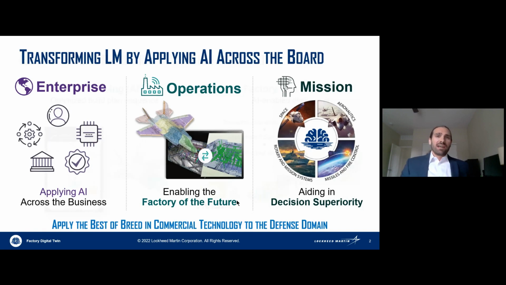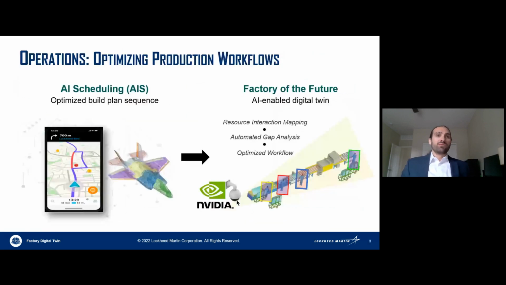As I mentioned on the last slide, this product was developed under the operations umbrella in a program that we called AI scheduling. So the purpose of AI scheduling was to build an application kind of analogous to Waze for the factory floor. So taking disparate data sources, meshing all that information together, and coming up with an optimized build plan sequence that workers on the factory can go operate to.